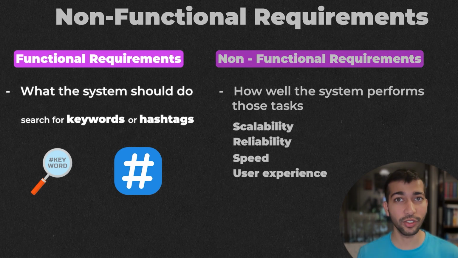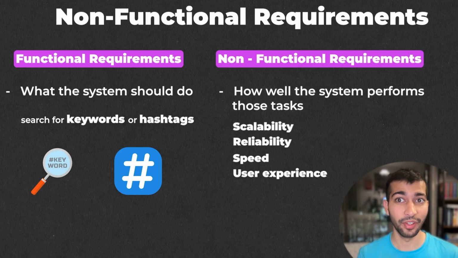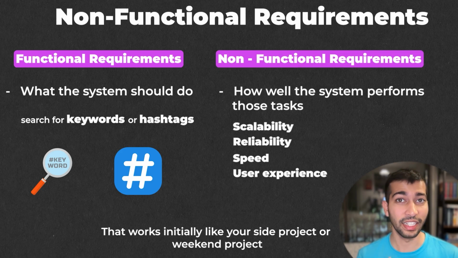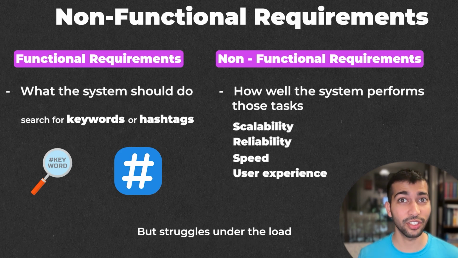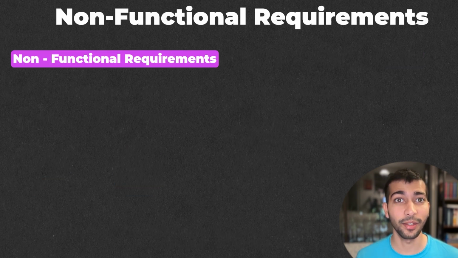NFRs are crucial because they influence the system's scalability, reliability, speed, and user experience. If we only focus on the functionality and completely ignore these NFRs, we might build a system that works initially, like your side project or weekend project, but struggles under the load, or even fails to provide a smooth experience for users as it grows. So for our search system, these would be our key non-functional requirements. The first one, availability. So what does availability mean?